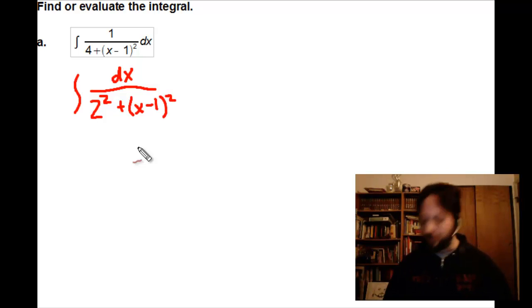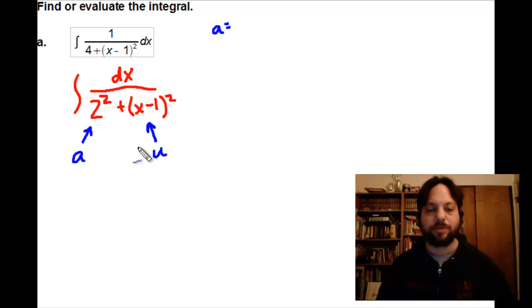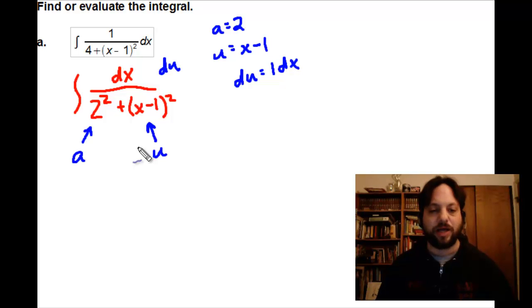Why would I go about doing that? Well, quite simply, I can now see what my values for a and u would be. In fact, if a is 2, which seems to be the case here, and u is the quantity x minus 1, which also seems to be the case, then I can conclude that du must equal 1 dx. And so there is my du right there on top.